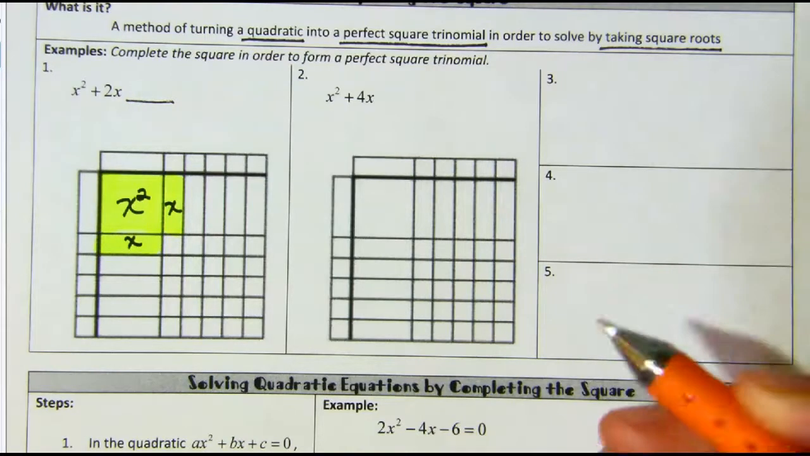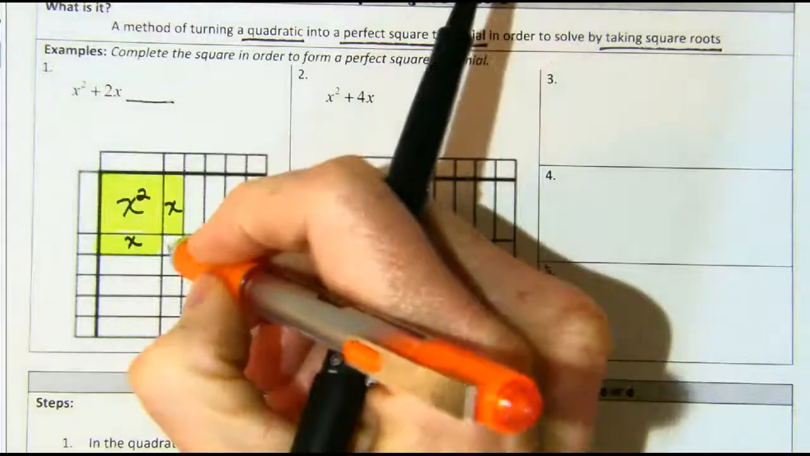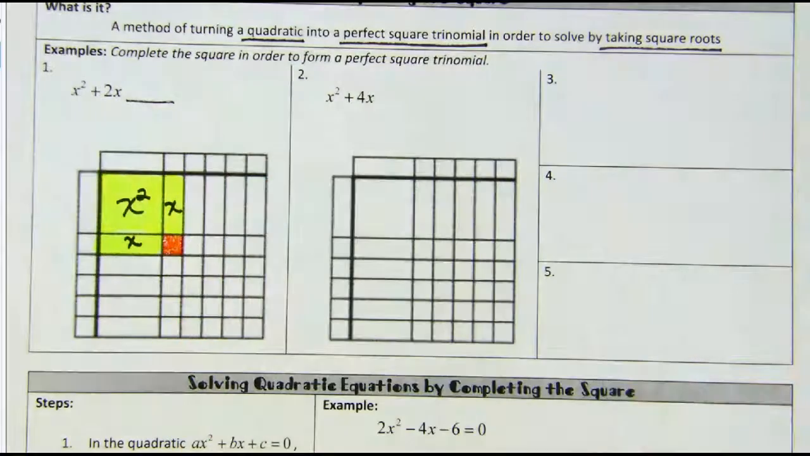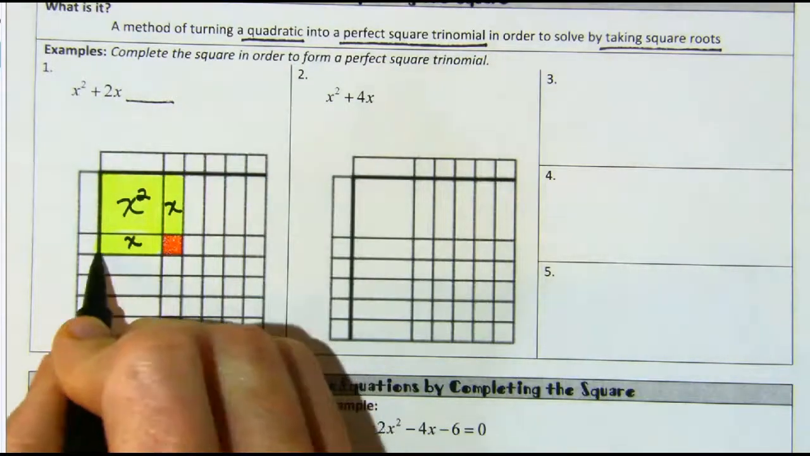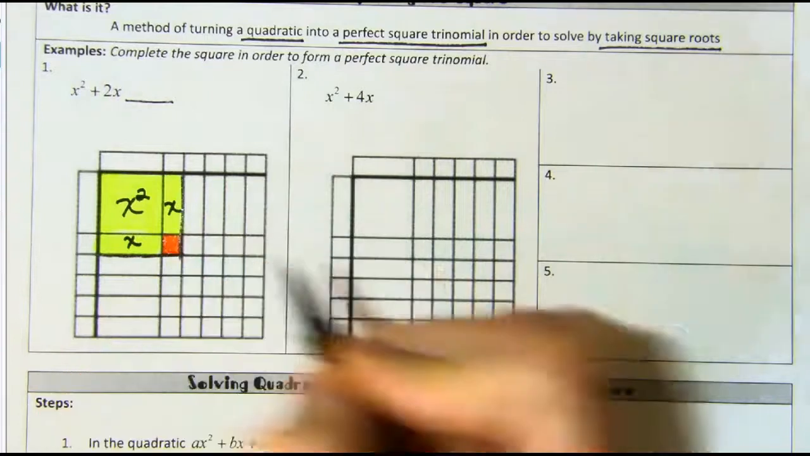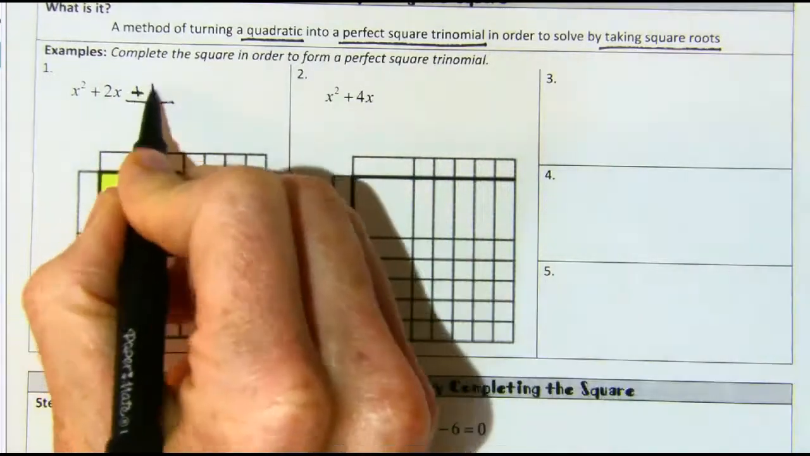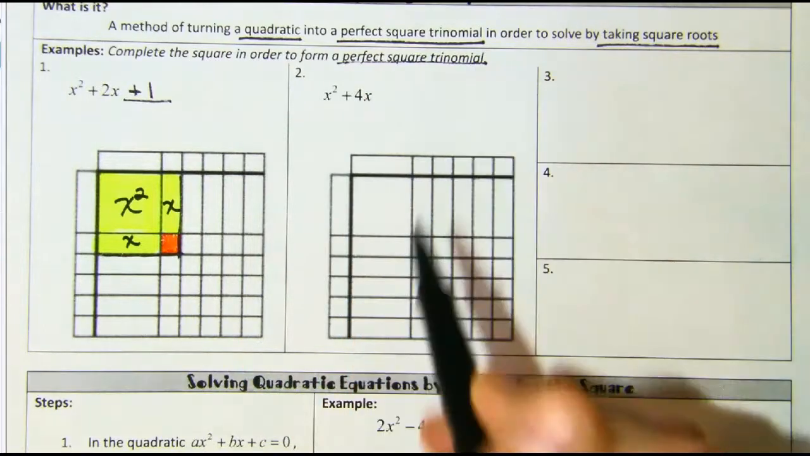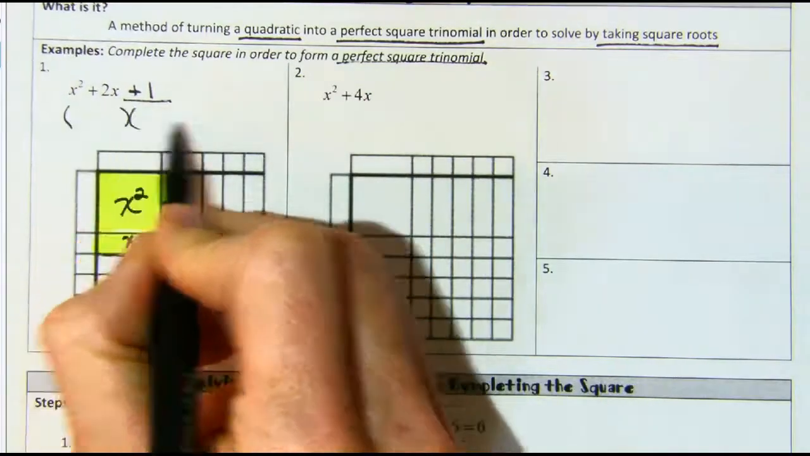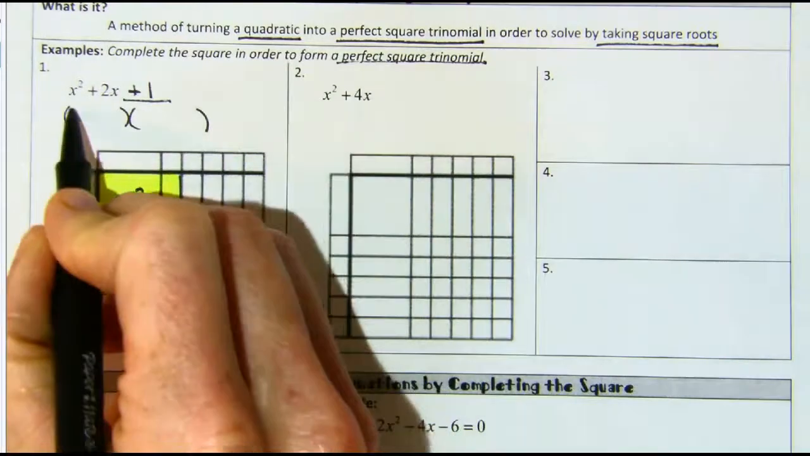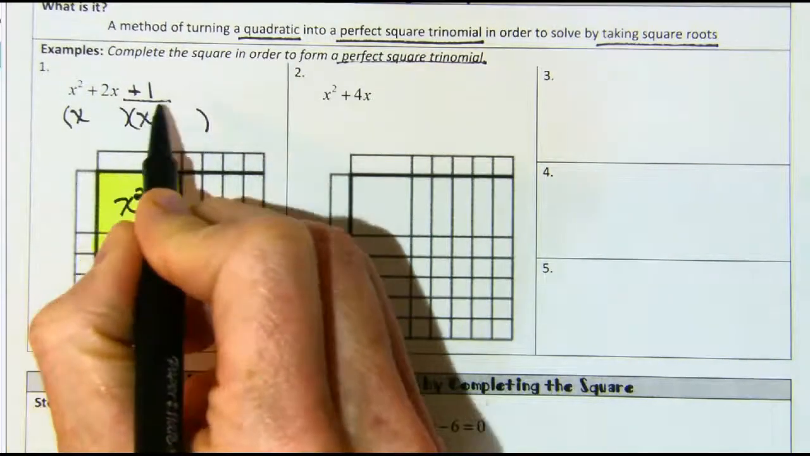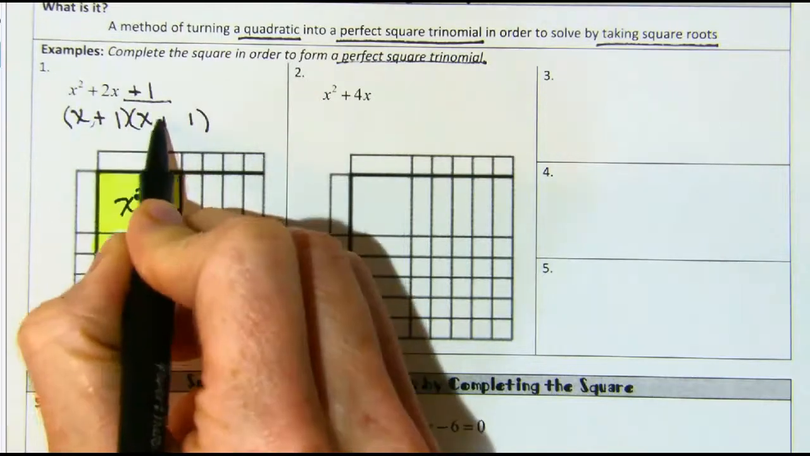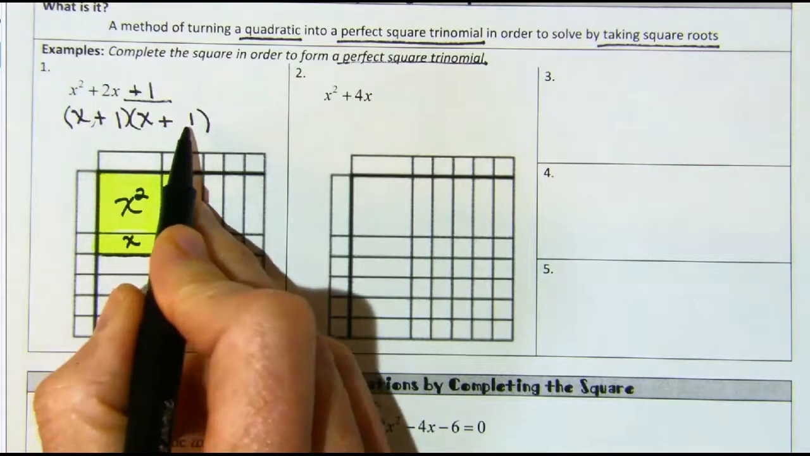So in order for me to make this a square, I need to add 1 right here. So if I add that 1, I actually now have a square. So I need to add 1 to make it a perfect square trinomial. Now, if I factor this, you will notice that it is x and x, 1 and 1, that is positive. So it's actually x plus 1 times x plus 1.